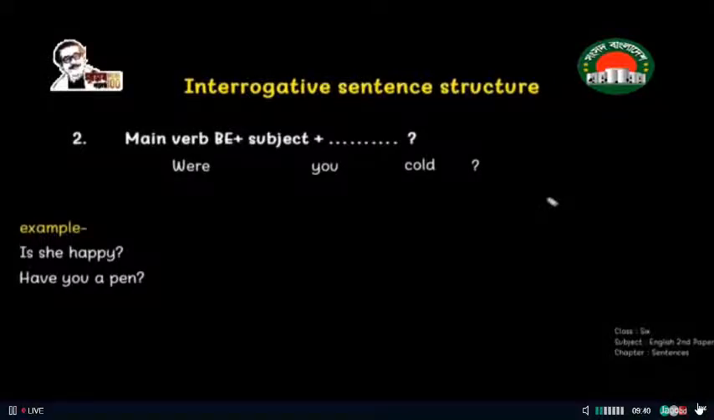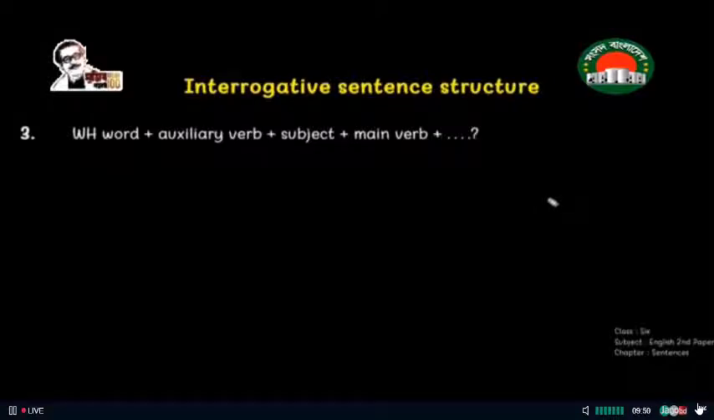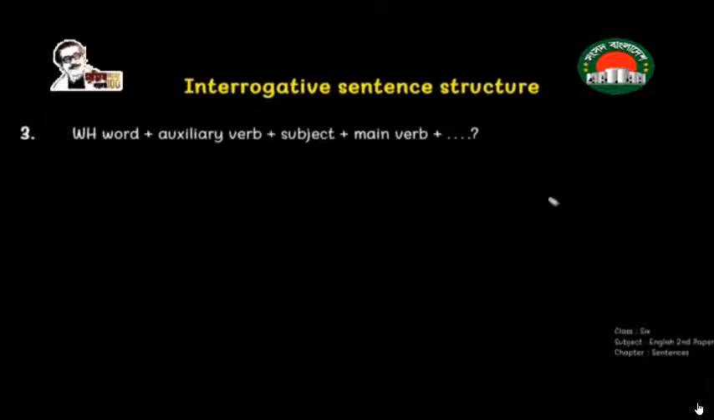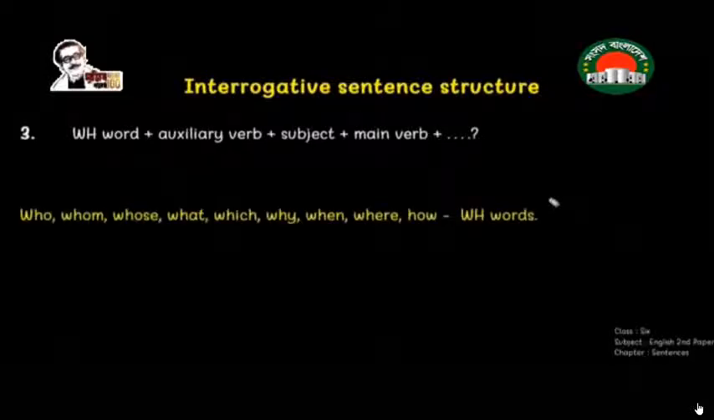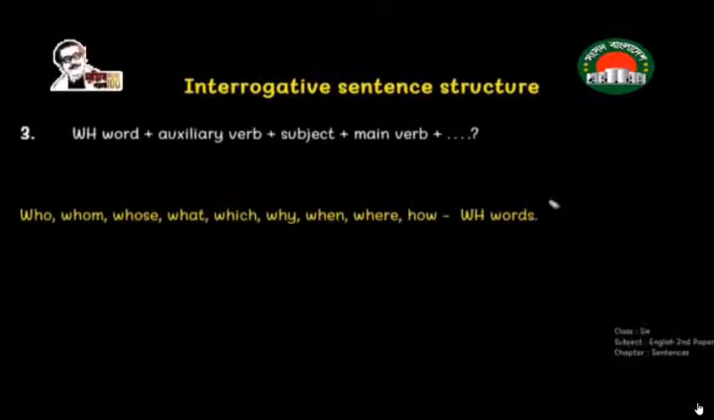So let's see another structure. Number 3, we can start with a WH word, then auxiliary verb, then subject, then main verb, then the rest of the part, and at the end, interrogation mark. Hold on, you have a question, I think. What is a WH word? Exactly. WH words are question words which start with W or H. For example, who, whom, whose, what, which, why, when, where, how. These are WH words.